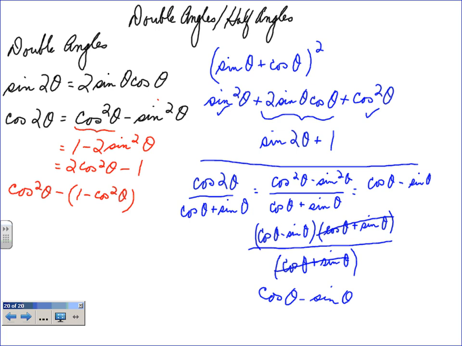Let's get back to these double angle formulas and how they may be used. I'm going to rewrite them again. Sine of 2 theta equals 2 sine cosine. Cosine of 2 theta equals cosine squared minus sine squared.